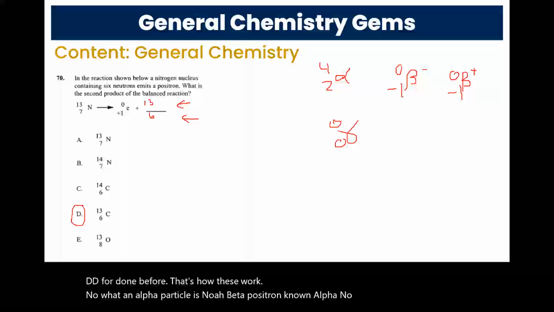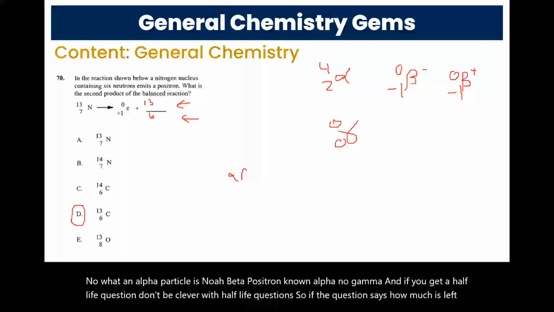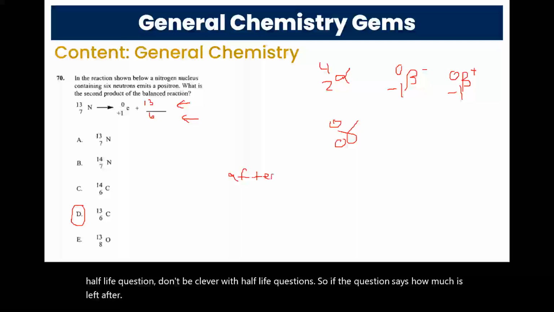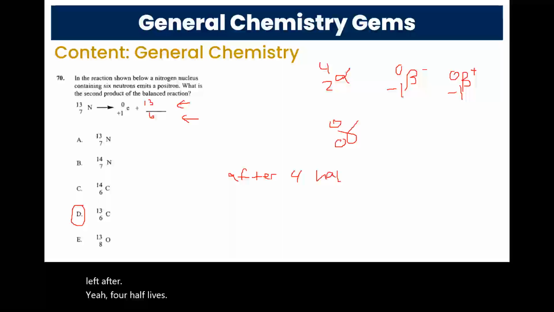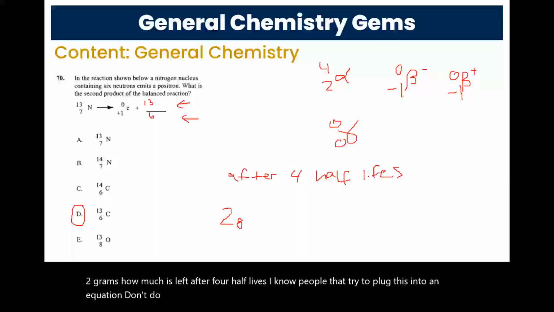And if you get a half-life question, don't be clever with half-life questions. So if the question says, how much is left after 4 half-lives? So I'm starting with 2 grams. How much is left after 4 half-lives? I know people that try to plug this into an equation. Don't do that. There's no reason to use equations here. Don't be clever. Just brute force this thing.